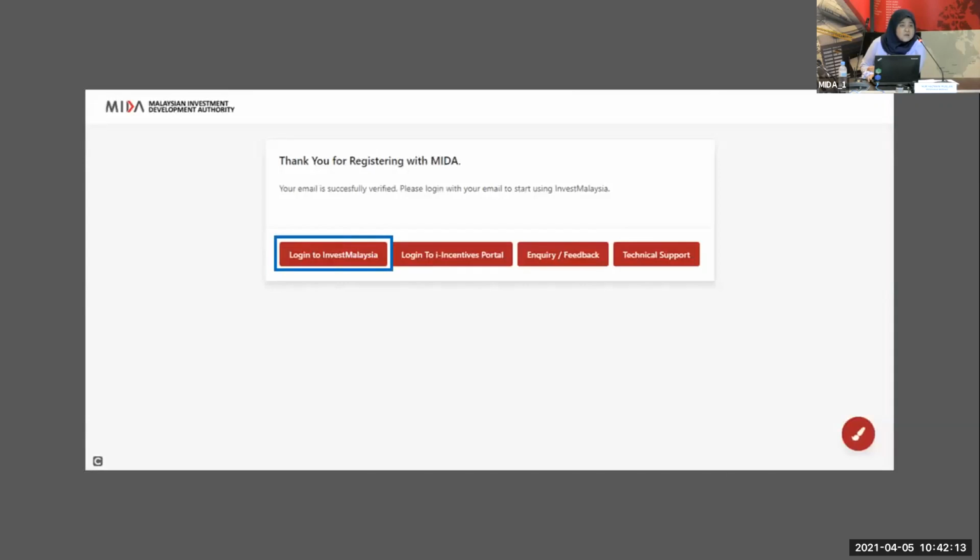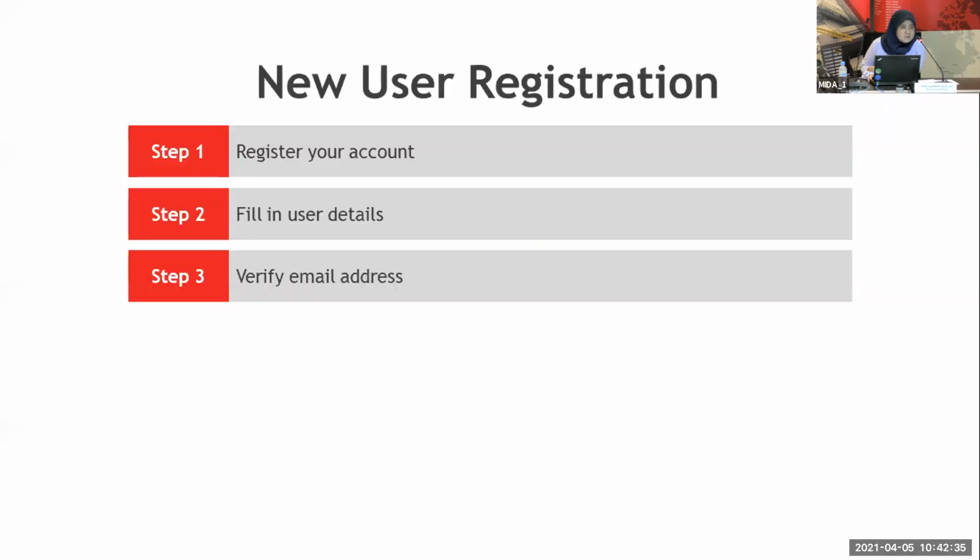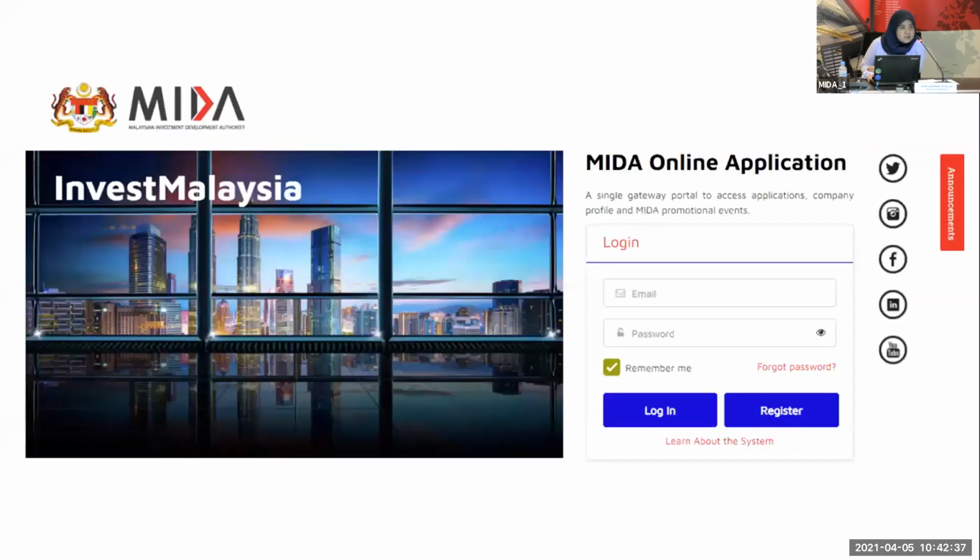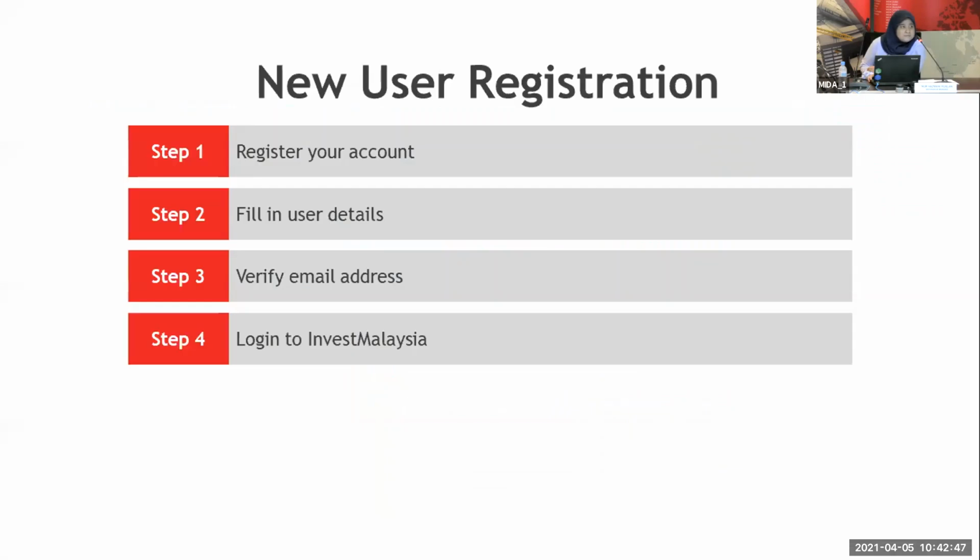Okay, once we have verified your email, this is the message that you can see here. Here you have the option to log into Invest Malaysia, or you can go to the inquiry or feedback or technical support, or maybe you want to go to the iIncentive portal. If you want to log into Invest Malaysia, you can click on the first button. Key in the email that you used during the registration and the password. Then click on the login button.